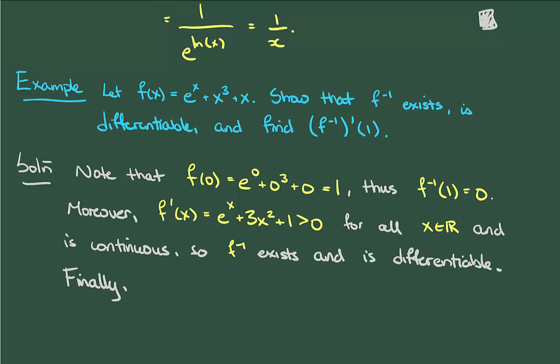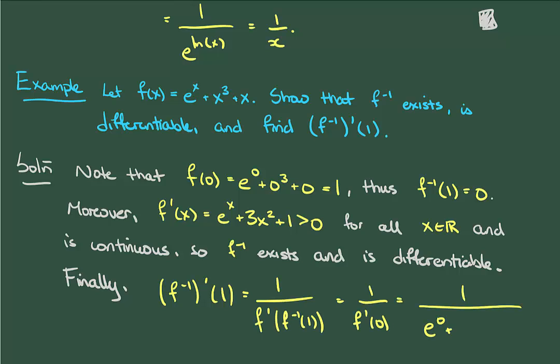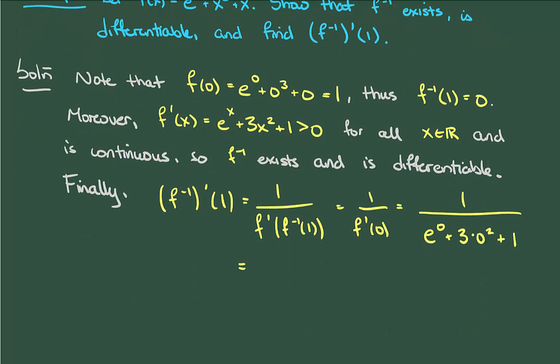Finally, we need to find the derivative at the point 1, for which we use our formula. We know that f inverse of 1 is 0, so evaluating f prime of 0 gives us the answer 1/2. Again, note that we never needed to find the inverse function, yet we're still able to find the derivative of the inverse function. That's exactly the power that the inverse function theorem affords us.